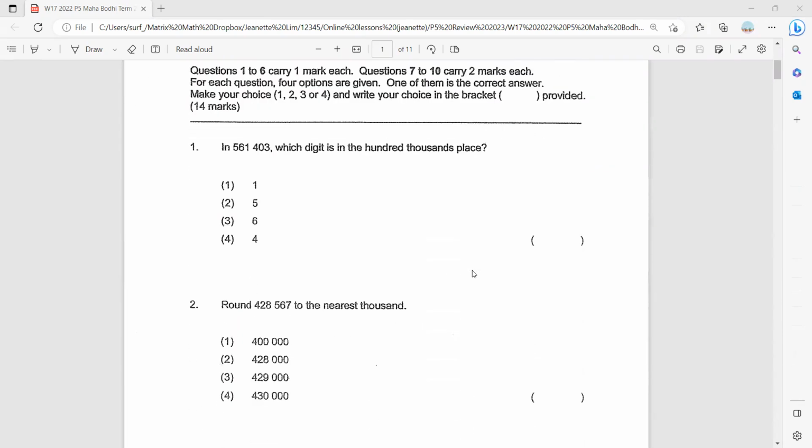Calculator's not allowed, huh? Okay, question 1: in 561403, which digit is in the 100,000s place? Okay, 100,000, this is 1,000, 10,000, 100,000. So the answer is 5, which is option 2. Okay, so answer 2.